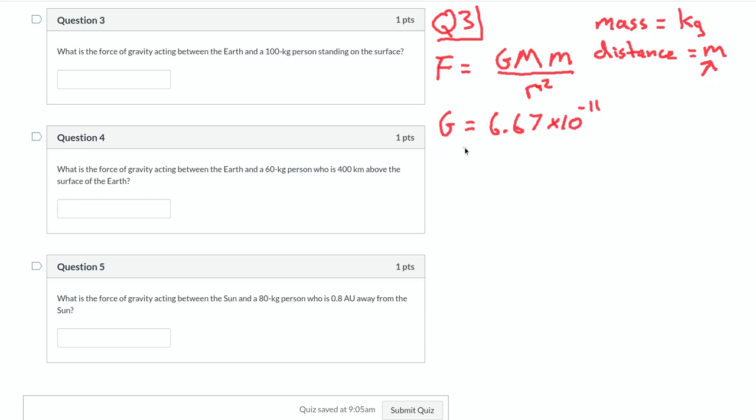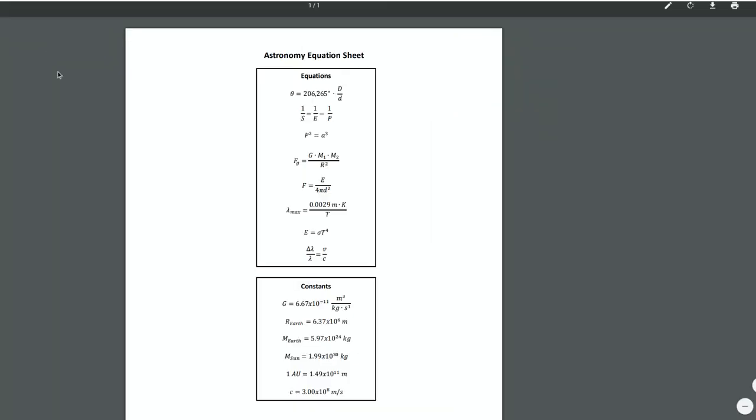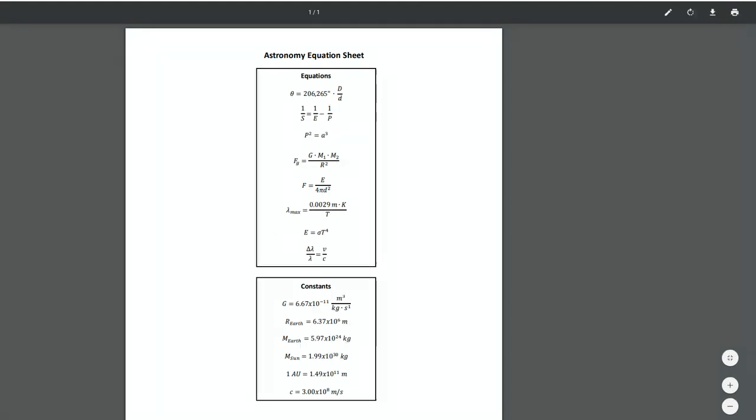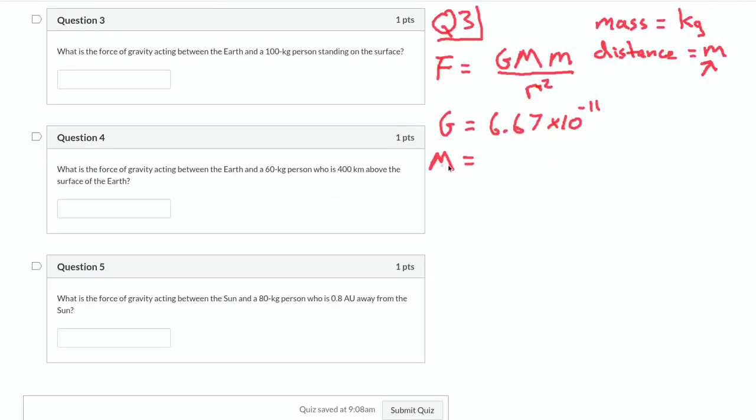That's our gravitational constant. The big mass is the mass of the Earth in this case, because this is the gravity between the Earth and a person. The mass of the Earth is given on our equation sheet. So let's pull that up here, m Earth, 5.97 times 10 to the 24 kilograms. The small mass is the mass of this person, which it says is 100 kilograms.